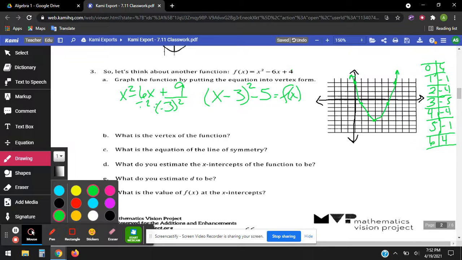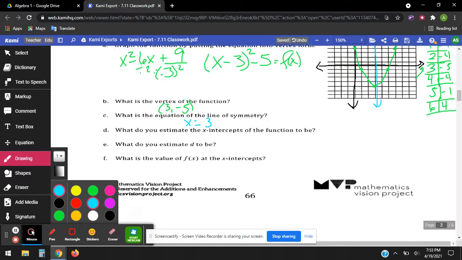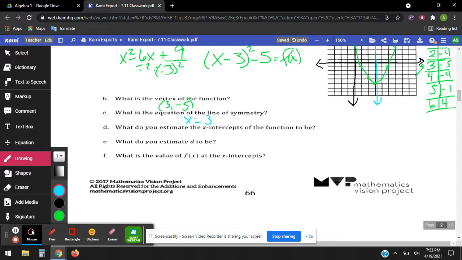What is the vertex of the function? Well, we said the vertex was at 3 comma negative 5. The equation of the line of symmetry, well, that's going to go right here. So x equals 3 this time. What do you estimate the functions of the x-intercepts to be in this case?